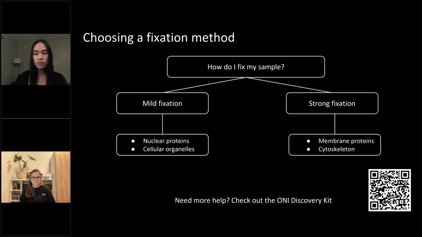There are cases where PFA, which is a mild fixation, can be insufficient to cross-link many of these membrane proteins, and this can lead to antibody-induced protein clustering. However, a stronger fixation better preserves the native structure of your sample, and it enables you to confidently measure this sort of membrane protein clustering. In our case, with the discovery kit, we do have glutaraldehyde included in the kit, which is a strong fixative to help you if you needed that sort of reagent.